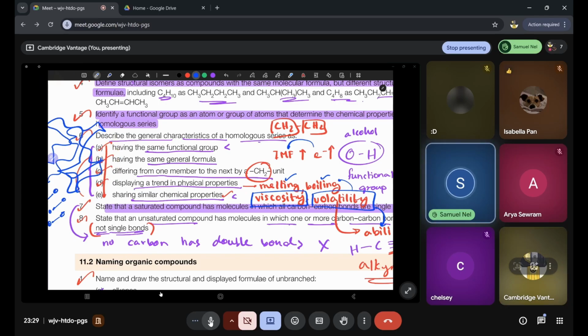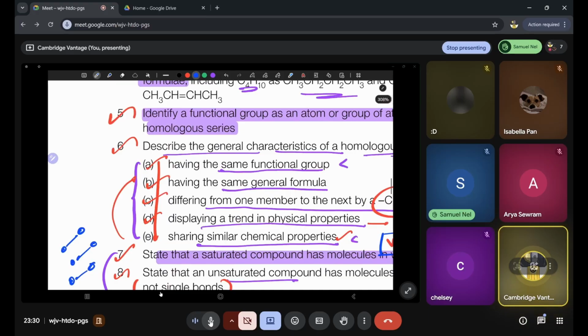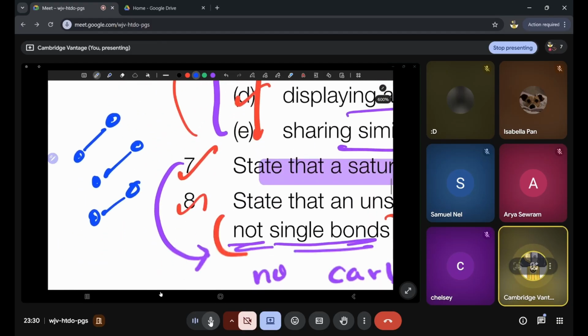Could you just repeat the trend in viscosity? I just missed it. Oh, I glitched out. For viscosity, think of it this way. Viscosity is the ability of the liquid to flow. It's basically the thickness of the liquid. So think of it in this way. You have a small chain.